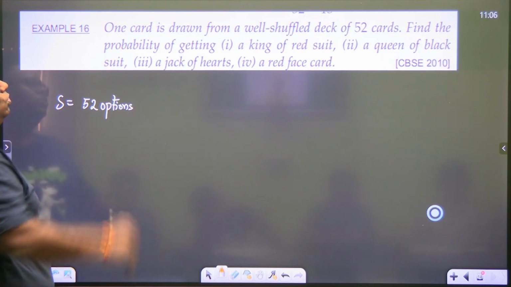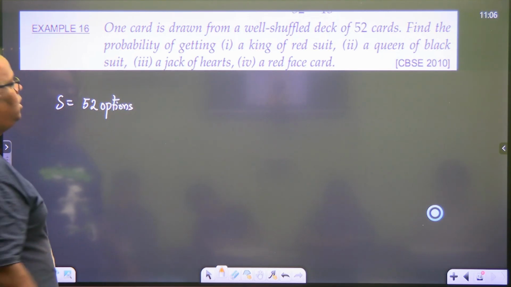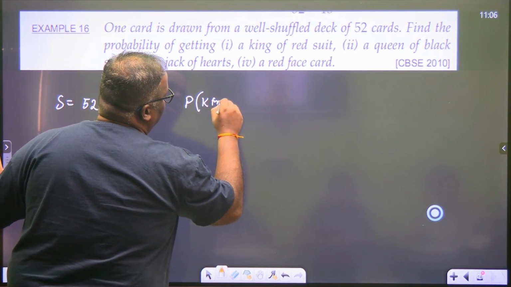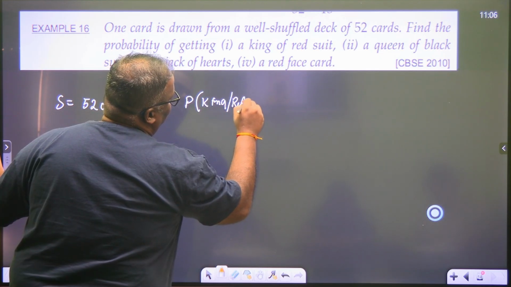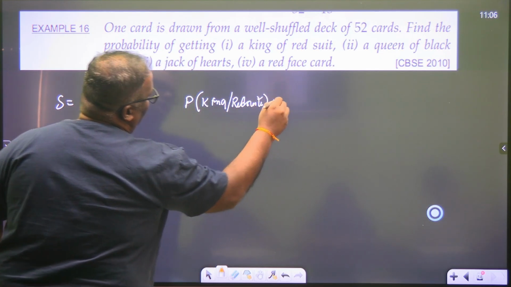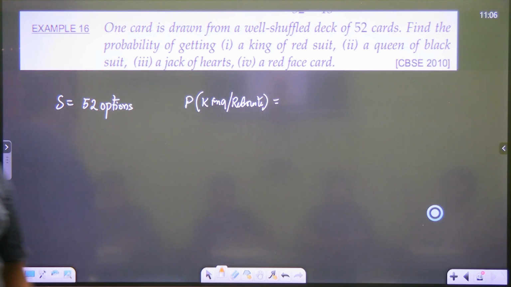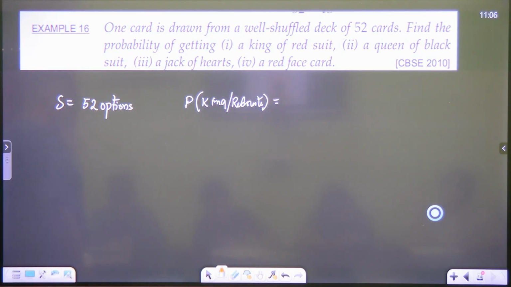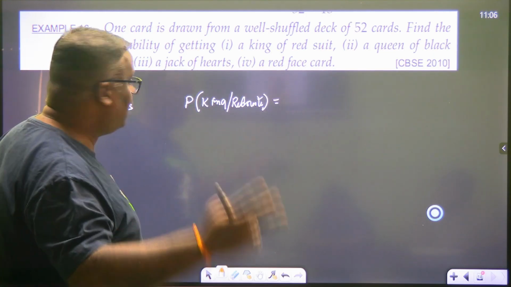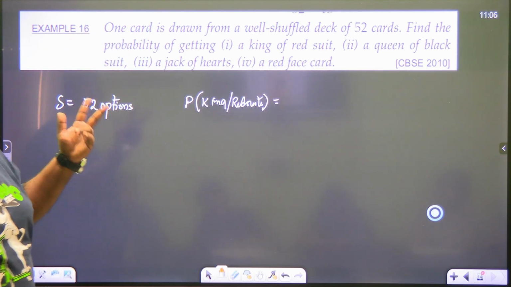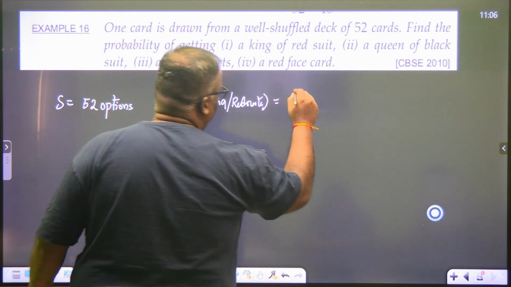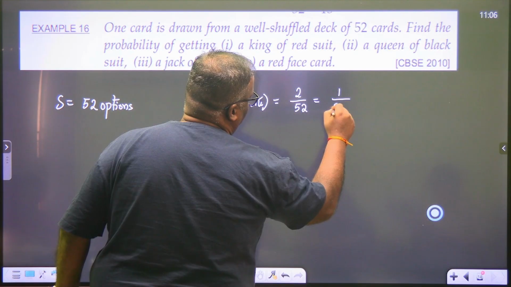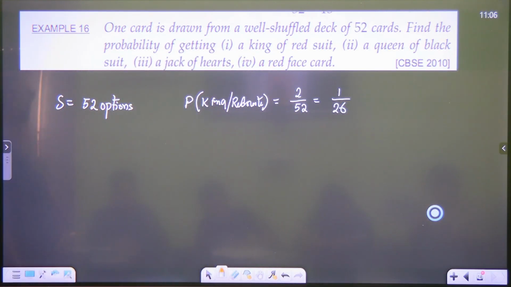And you should know your suits. Now it says, find the probability of getting a king of a red suit. Now, how many red suits do you have? 2 red suits. Each red suit has got 1 king. What are those kings? Hearts king and diamonds king. So 2 kings out of these 52 options favor me. So my answer would be 2 by 52, which is equal to 1 upon 26. Clear?